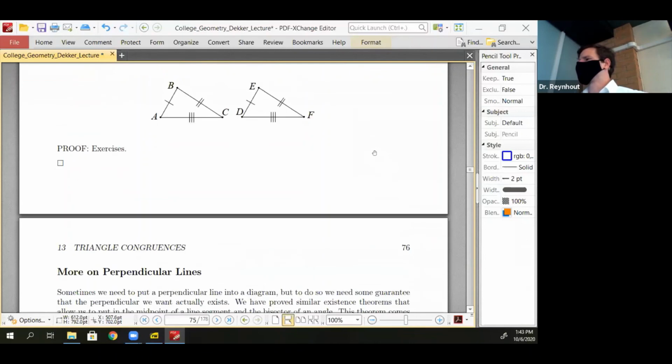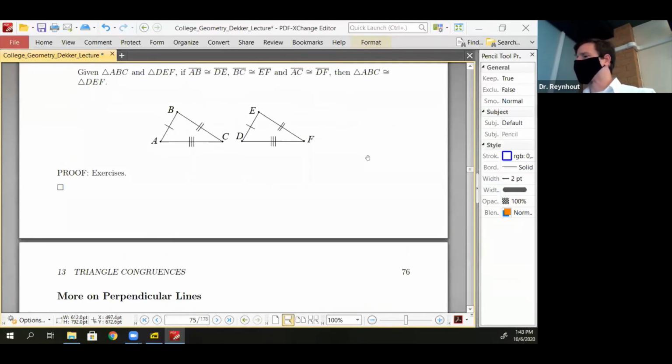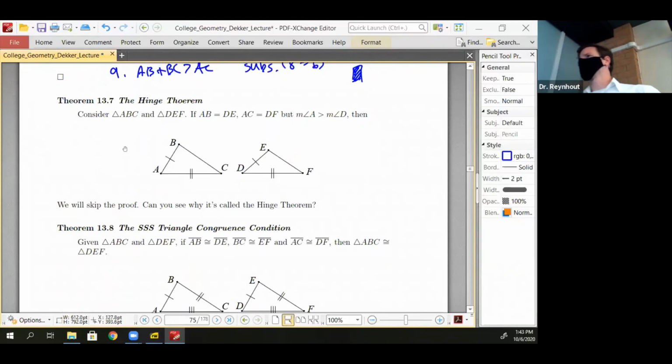All right, so let's try and just finish up this page, so that when we meet next time, we can talk about more on perpendicular lines. So the Hinge theorem says that if we have two triangles ABC and DEF, if AB is equal to DE and AC is equal to DF, but the measure of angle A is greater than the measure of angle D, then this side length has to be longer than that side length. So BC must be greater than EF.